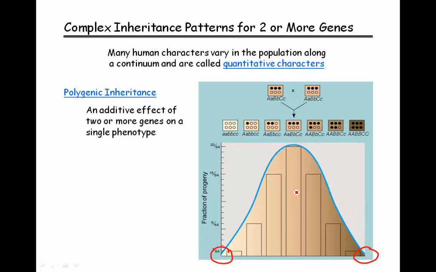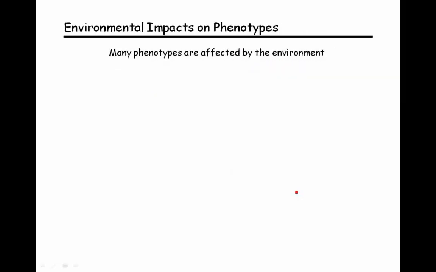Height would be another good example. So we've got some people that are extremely short, some people that are extremely tall. Most people are more of a medium height. Quantitative characters vary along a continuum because they're controlled by many genes. Now, many phenotypes are also affected by the environment. So it's not strictly a genetic component that determines phenotypes.